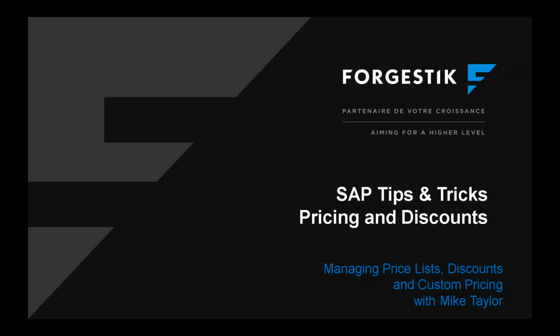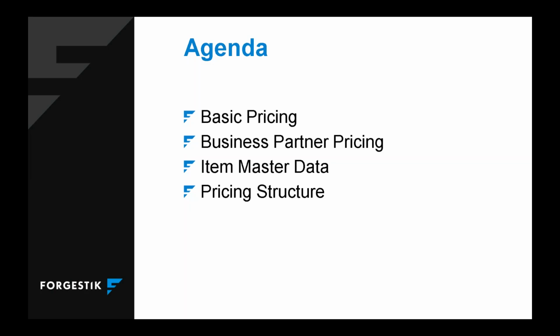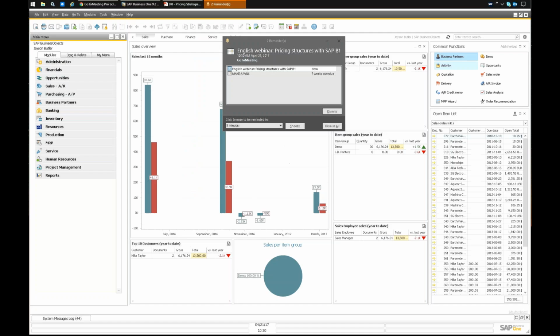Excellent. Thanks. Okay, so today we're going to be covering pricing structures, basically. Today's agenda will cover basic pricing. So we're going to cover price lists, we'll cover business partner pricing and how it gets assigned to customers. We're going to talk about item master data and how it gets assigned to items, and then we're going to talk more about pricing structures, discounts, discount groups, etc. So let's jump into SAP.